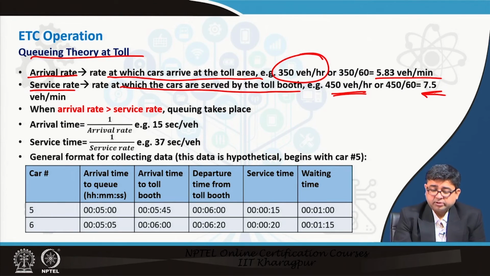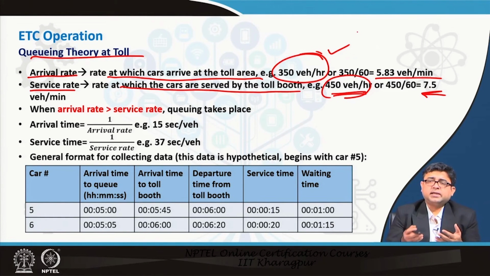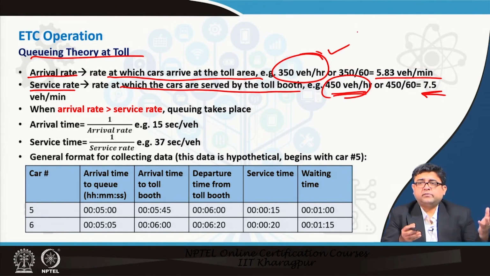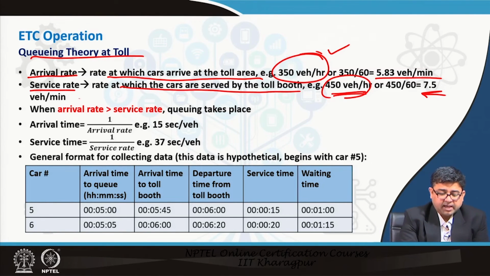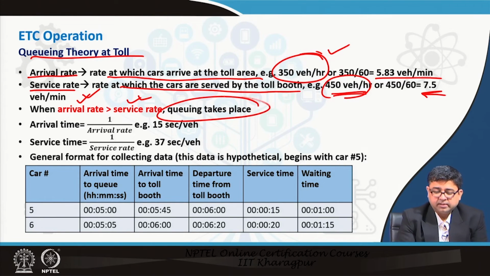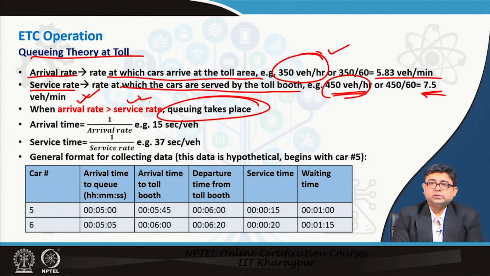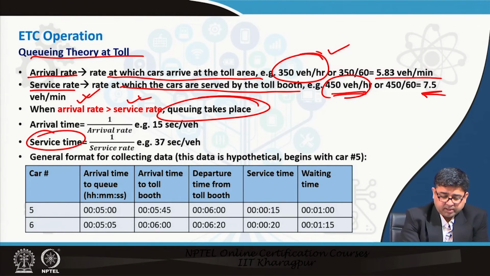In this case, what you are seeing is the service rate being higher than the arrival rate. When the service rate is higher than the arrival rate, that means fewer vehicles are coming, and I have the capacity to serve even more vehicles than are arriving. At that time, no queue takes place, right. But when the arrival rate increases or becomes higher than the service rate, that is when queuing starts to take place. The inverse of these arrival rates and service rates will give you the service time and arrival time.